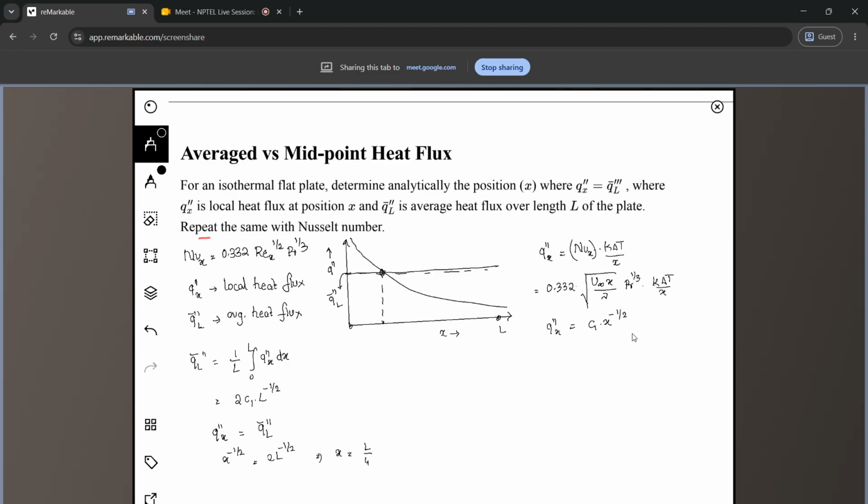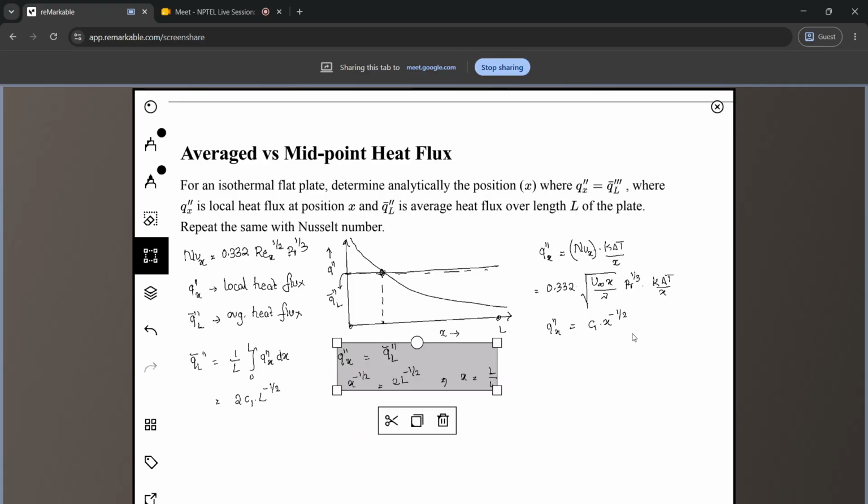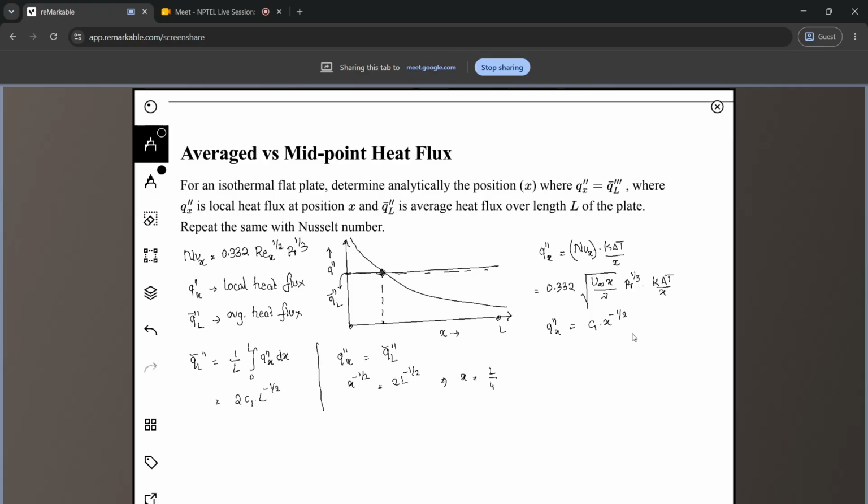For example, instead of the local heat flux, what would be the value of x at which the local Nusselt number will be equal to the average Nusselt number? You can solve that part. That is also fairly straightforward from this. So we have the local Nusselt number given by some constant C2 times x to the power half. So the Nusselt number keeps increasing as you move away from the leading edge.